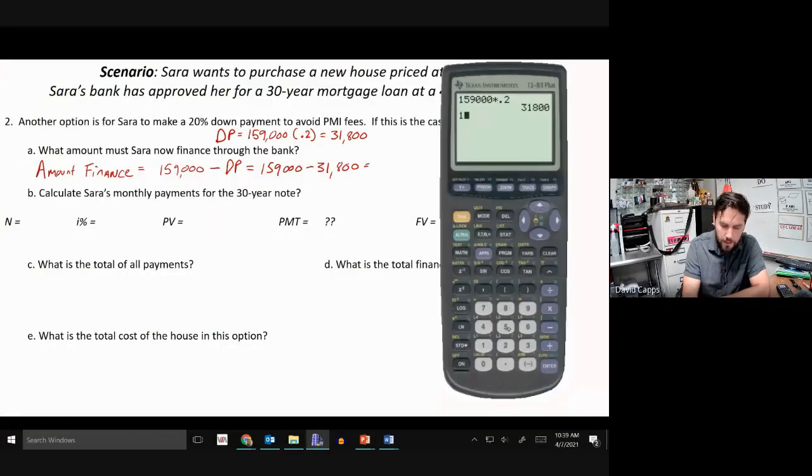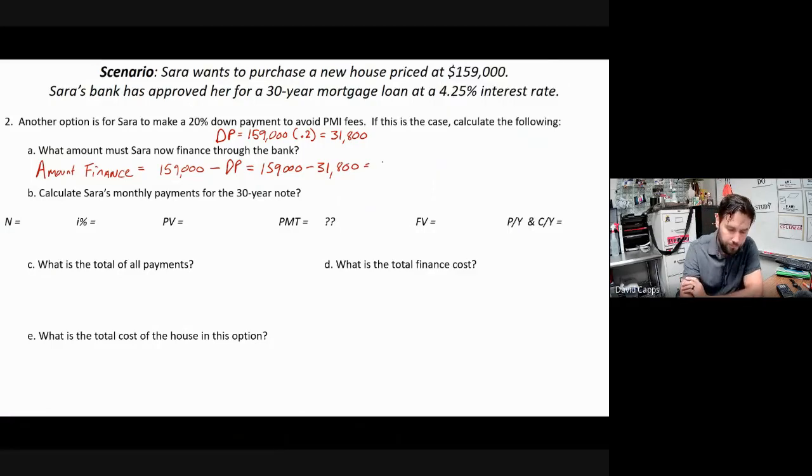In this case, if I take 159,000 minus 31,800, she's going to be financing $127,200.